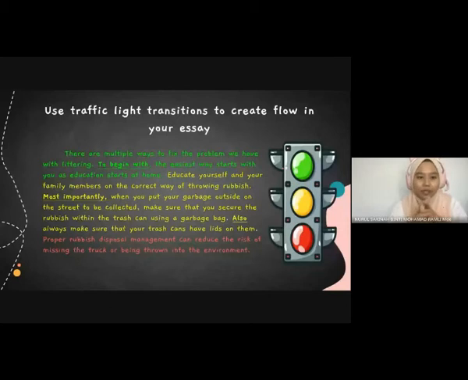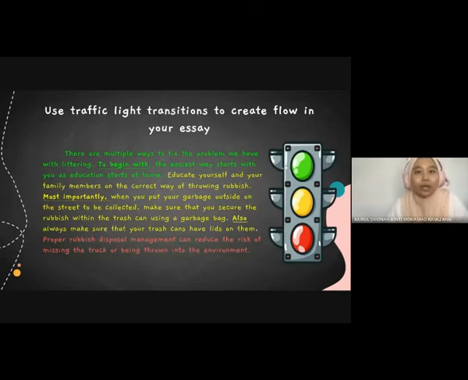So first one, to begin with, the easiest way starts with you as education starts at home. So the first way, dia guna perkataan apa? To begin with, you can also replace it with firstly. To begin with, the easiest way starts with you as education starts at home. And then go on explaining, okay, what by educating yourself, it can help to reduce littering. So educate yourself and your family members on the correct way of throwing rubbish.